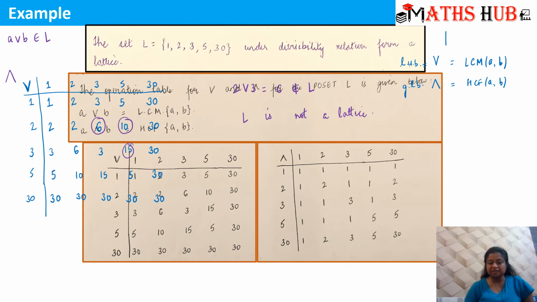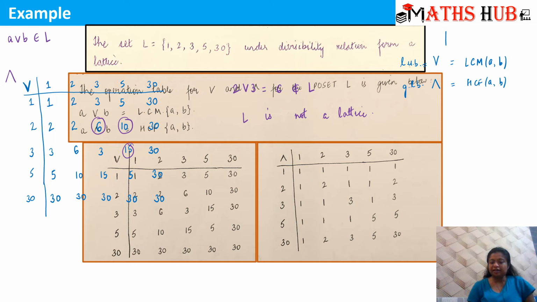Yeah, so this is the meet table. So you can see here 1 meet 1 is 1, meaning the HCF of 1 and 1 is 1. 1 meet 2 is 1 again, because the HCF of 1 and 2 is 1. 1 meet 3 is 1. 1 meet 5 is 1. 1 meet 30 is 1.